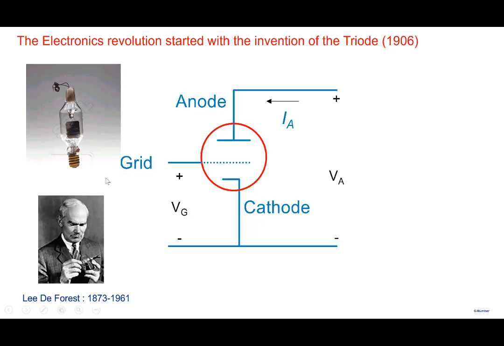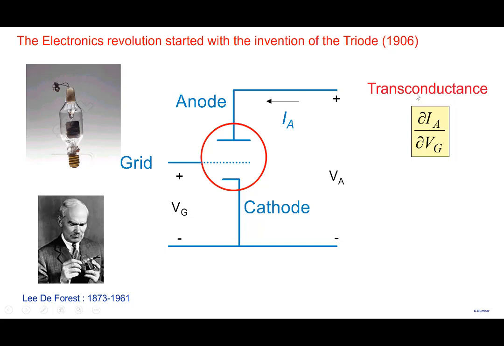So by applying a voltage to the grid, and it's a relatively small voltage compared to the anode voltage, you're able to control this particular current. You can make the current higher or smaller by applying this voltage. So what we get is a property that we call transconductance. Conductance, as all of you know, is current divided by voltage, or in a differential form, the rate of change of current with respect to voltage.